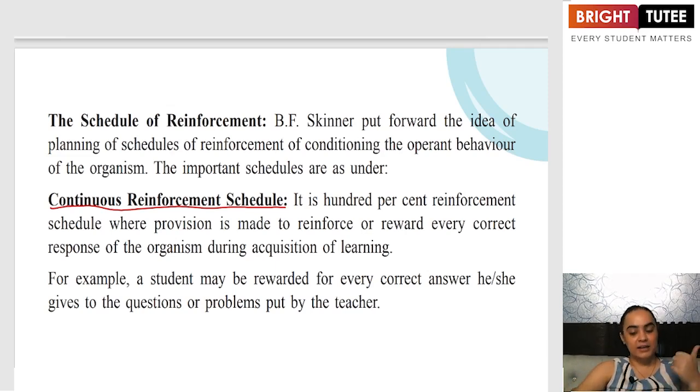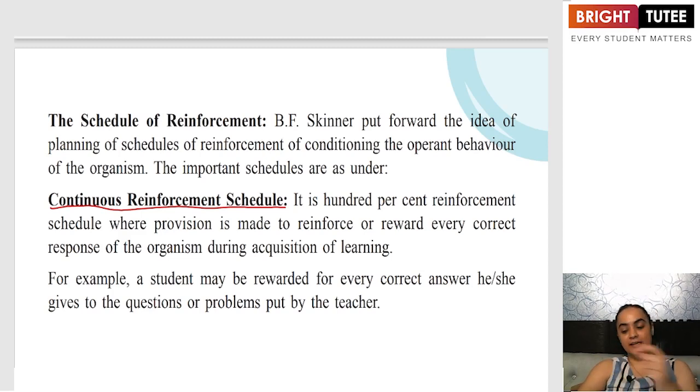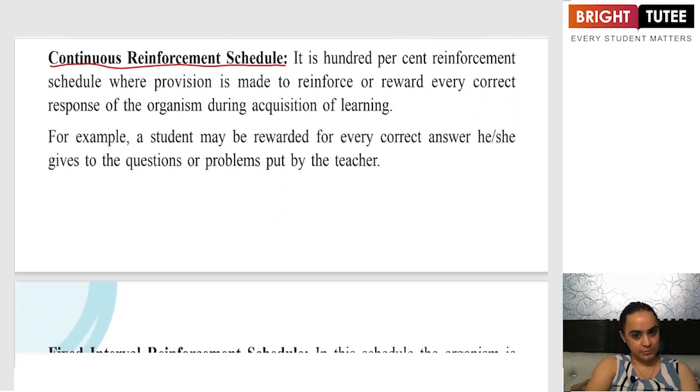Right? This can be in terms of negative reinforcement also. For every incorrect response, the person is going to get a scolding. So, if a child gives an incorrect response 100 times, he is going to be scolded 100 times as well. So, with every correct or incorrect response, whatever reinforcement follows is continuous reinforcement.